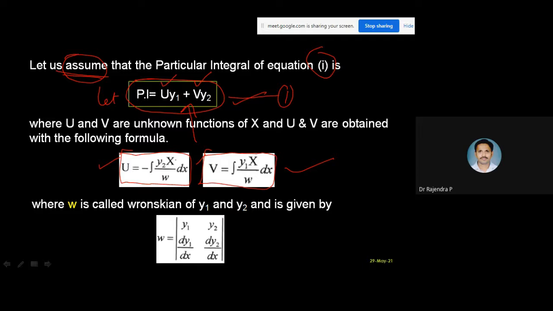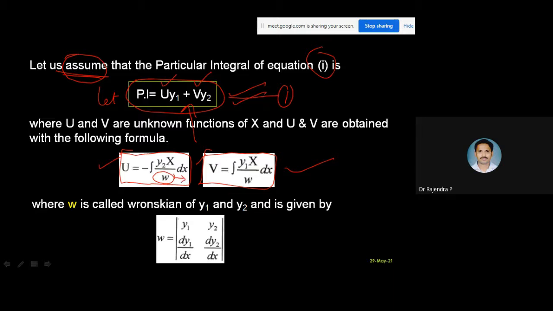This is your assumed solution, particular integral. Actually, our aim here is to find the particular integral. Initially, we are assuming, later we are finding u and v, and we are substituting back into this equation. That will be your particular integral solution. Clear? Now, this W, Wronskian, the solutions should be independent solutions. Then and only then is this particular method of variation of parameters going to be helpful. That is the reason: when the solutions are independent, this W should not equal 0.